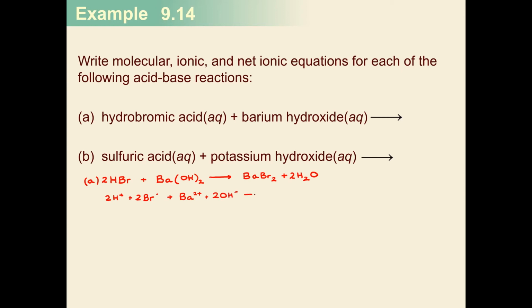So now over on our product side, our BaBr2 is a soluble salt. So now I will be able to get 2 plus cation of barium and 2 bromide anions. Our water is going to stay intact because that is now in the liquid form. So I will get 2 H2O liquids. So let us go ahead and cancel out our spectators. That is our barium and our bromide.